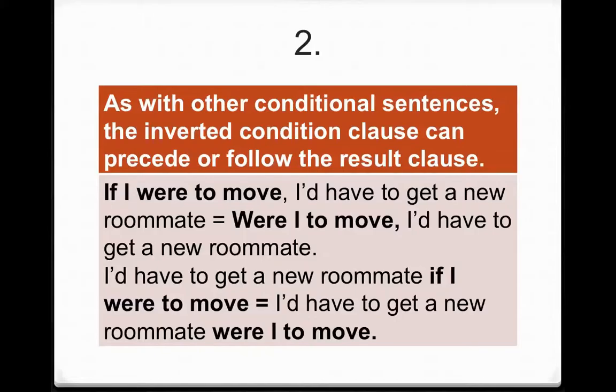So going back to this, now that we've got both examples, with the if clause, if I were to move, I'd have to get a new roommate. Or with the inverted verb, were I to move, I'd have to get a new roommate. Here I have the dependent clause first with a comma. If I put the main clause first, there's no comma. I'd have to get a new roommate if I were to move. Or in the inverted form, I'd have to get a new roommate were I to move.